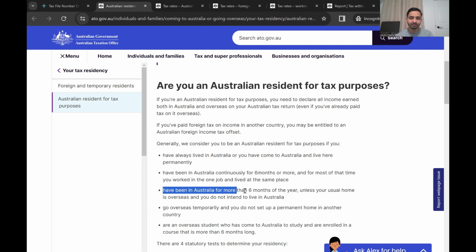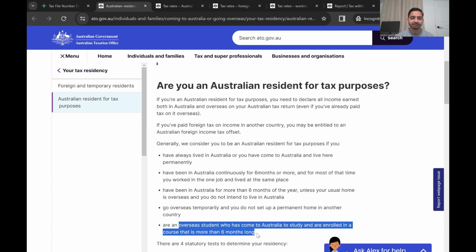Now, have been in Australia for more than 6 months of the year, unless your usual home is overseas and you do not intend to live in Australia. So if you're not intending to live in Australia and you're here just for other purposes and you just work here, you are considered a foreign resident, right? And the last one, which is the most important one, I really want you to focus on this one, is overseas student. If you are an overseas student and have come to Australia to study and are enrolled in a course that is more than 6 months long.